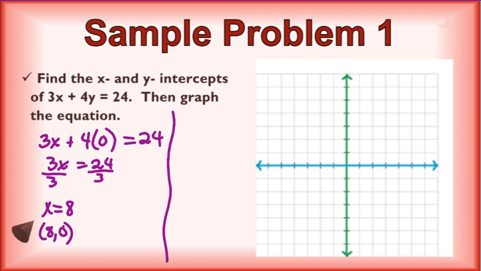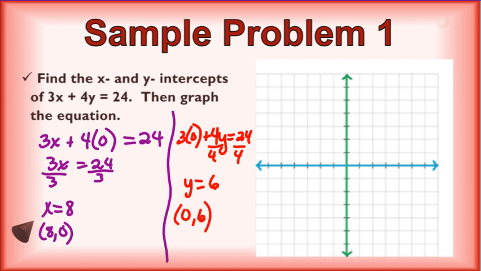To find the y-intercept, I have 0 in for x, 4y equals 24. To get y by itself, I divide by 4. I end up with y equaling 6. That means when x is 0, y is 6.